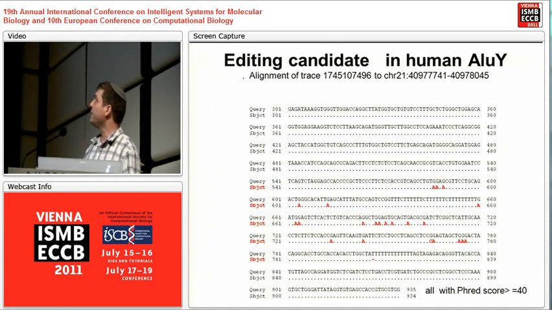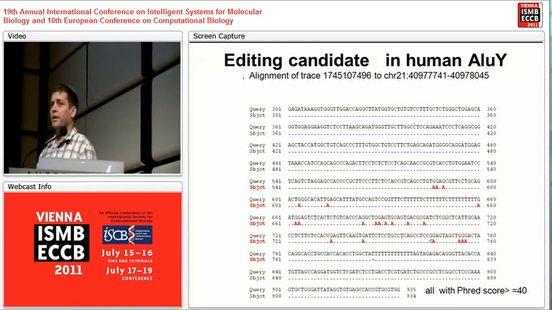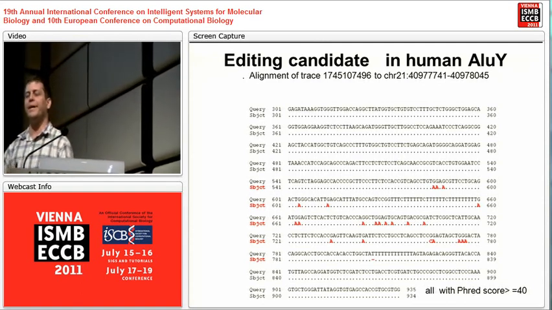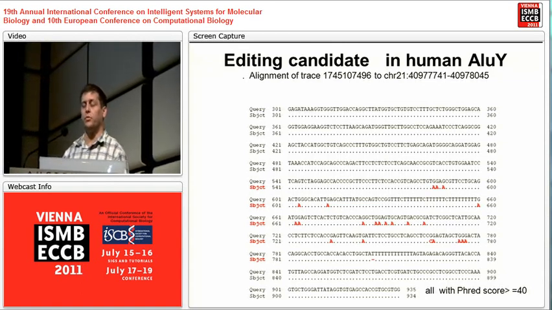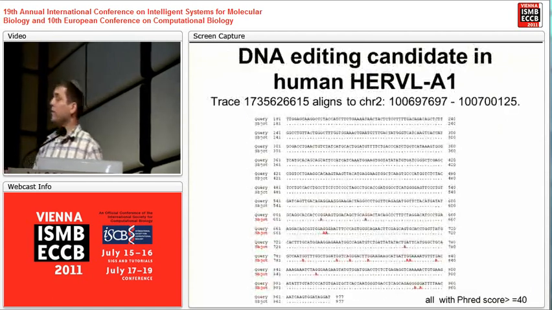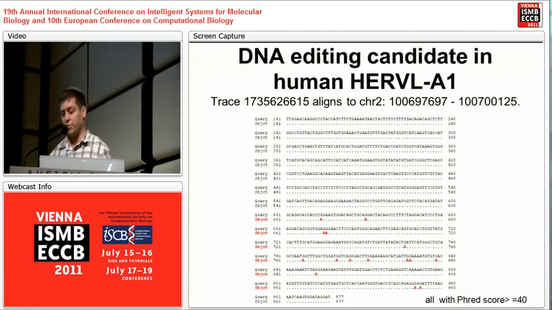And as expected, they are enriched in regions that are considered to be retrotransposons, like Alu, the newest member of Alu, the most recently active. And all these mismatches are extremely high quality. And again, they are enriched in regions believed to have retrotransposition.